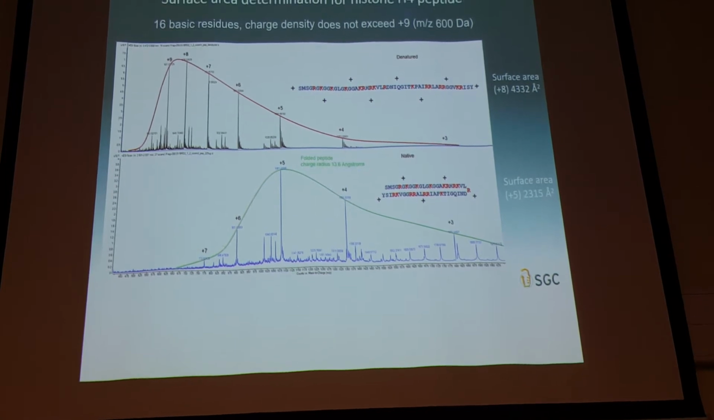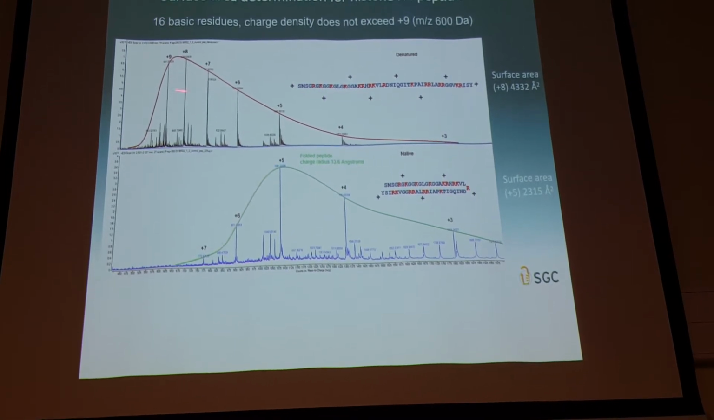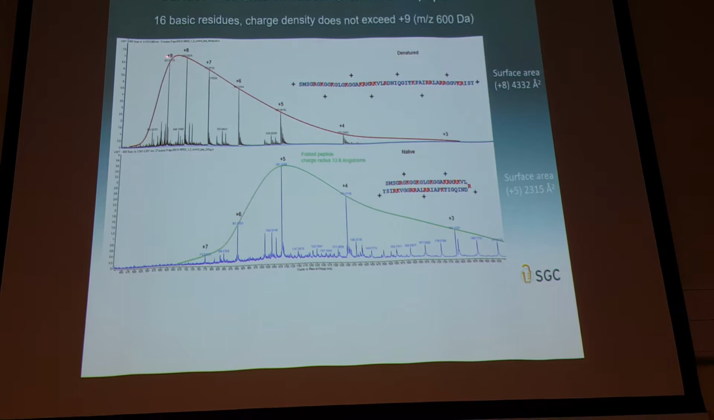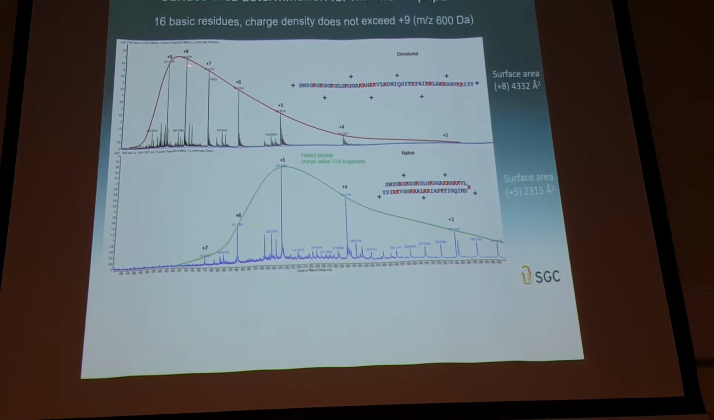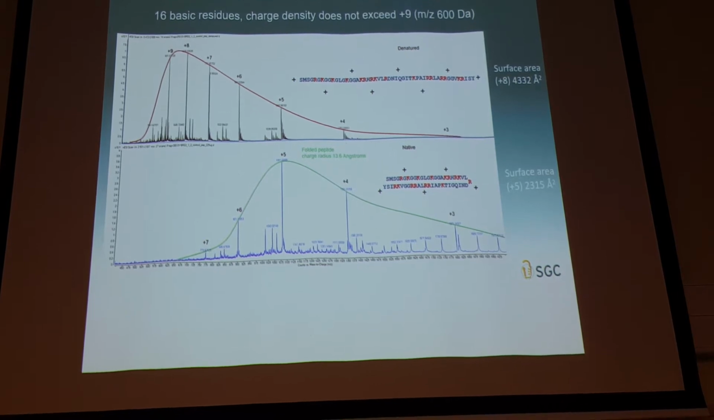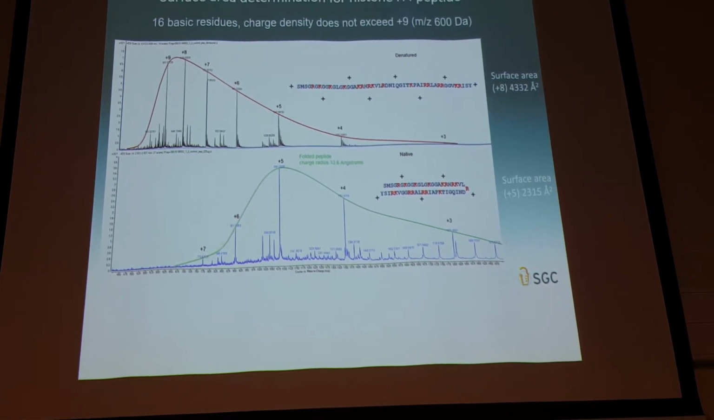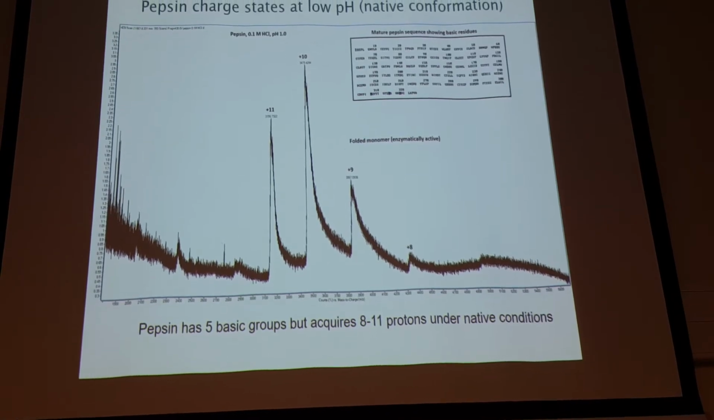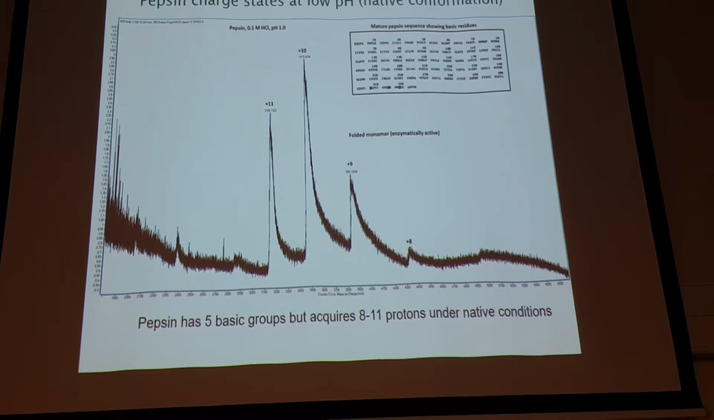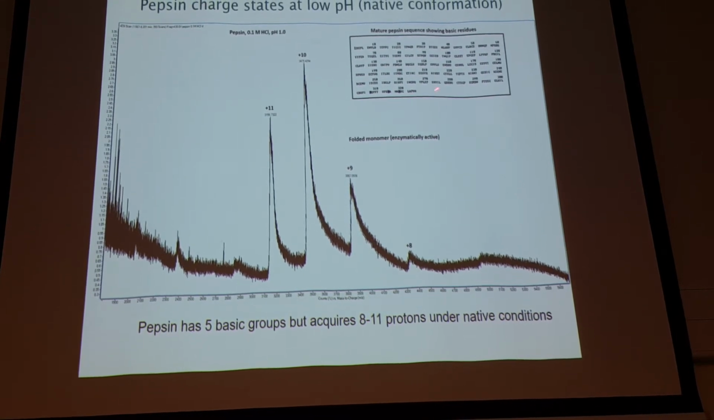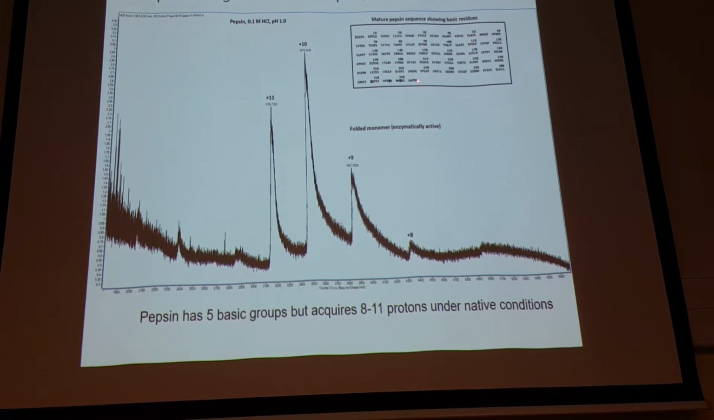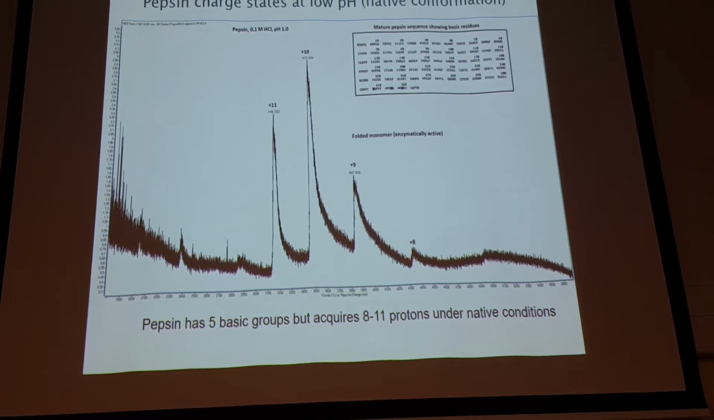But it cannot acquire 16 charges. It can only acquire up to 9. And the charge density does not exceed this figure of MZ 600. Here's an even stranger case. This is pepsin. Pepsin is a highly acidic protein. It only has 3 basic residues.